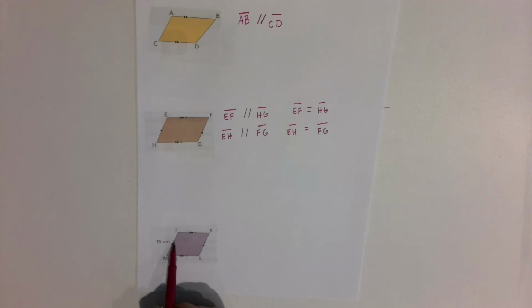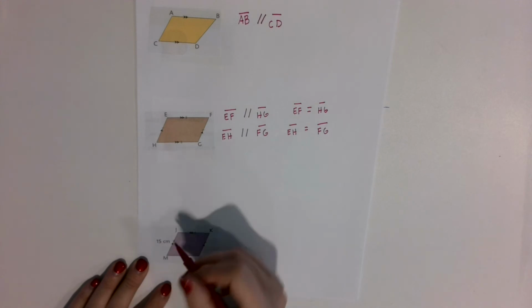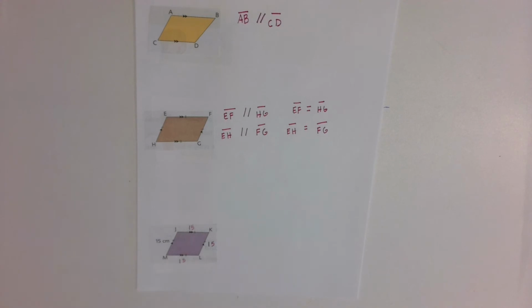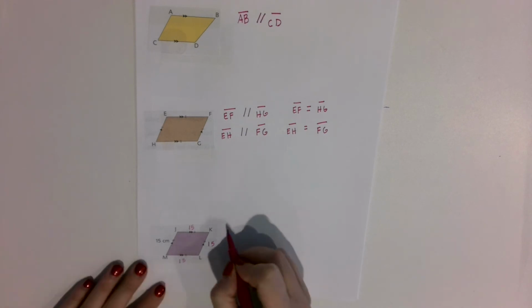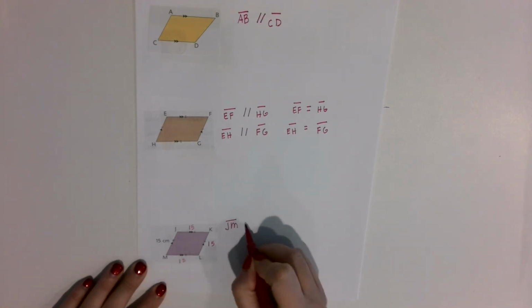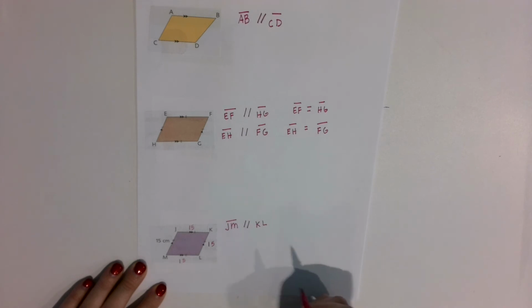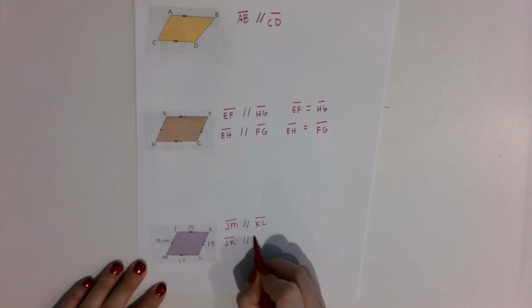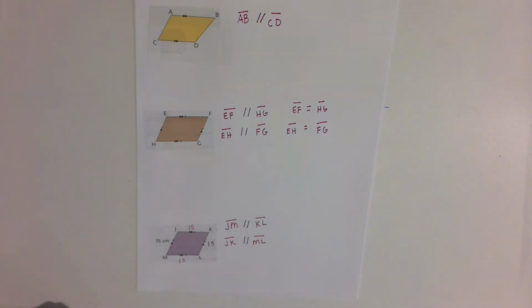And you'll notice that every side has two little dashes, which tells you that every side is equal. So this side is 15 centimeters, this side is 15, this is 15, and this is 15, because you know that it's a rhombus. We also can tell from the arrowheads that JM is parallel to KL, and that JK is parallel to ML. And then they're all equal because it's a rhombus. Okay, let's look at some others.